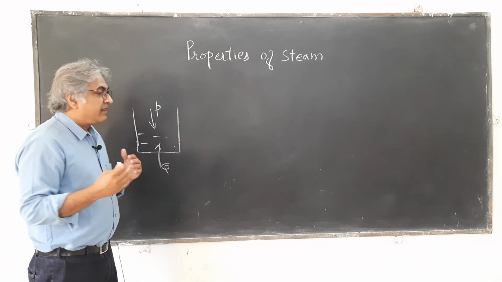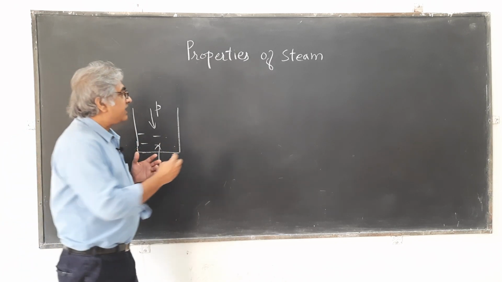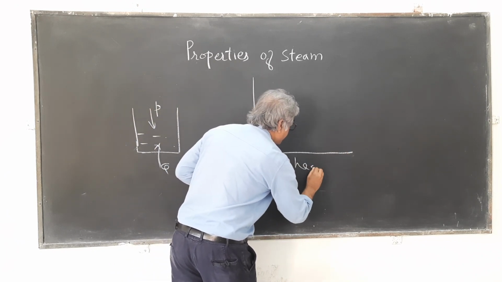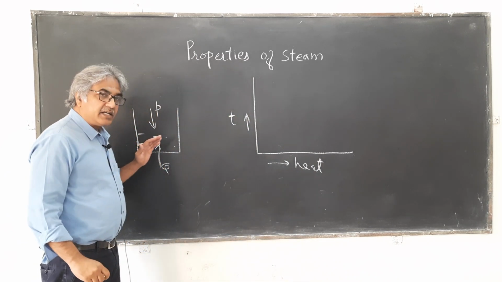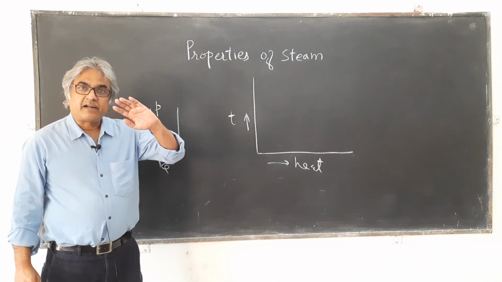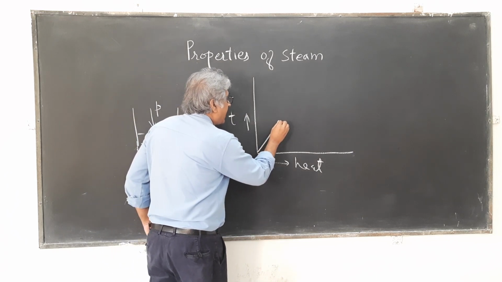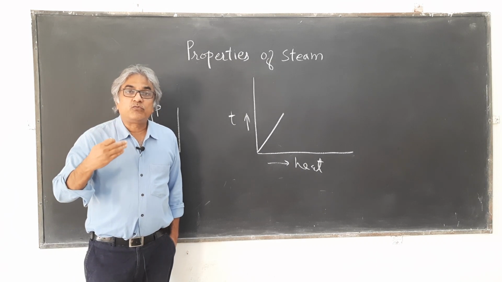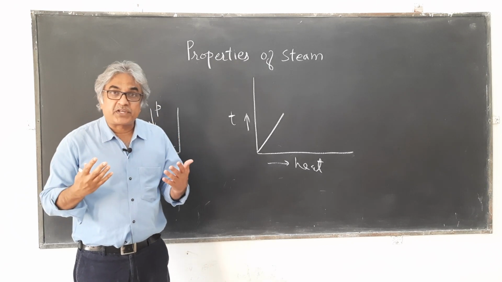So what will happen? Let's represent the temperature profile: the y-axis will be temperature, the x-axis will be heat addition. When we start heating water from 0 degree Celsius, you will see that the temperature will start rising. It's 1 kg of water, so the temperature will rise till a point at which water would start to boil. That means it's a stage of phase transformation.